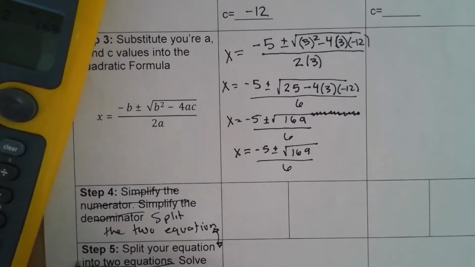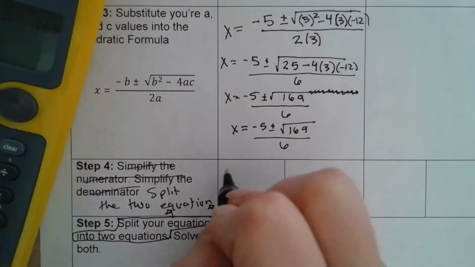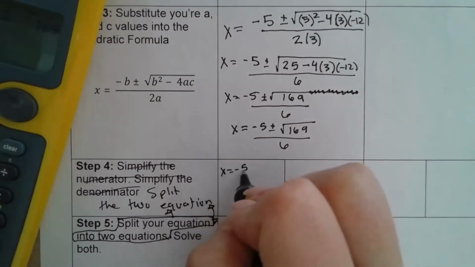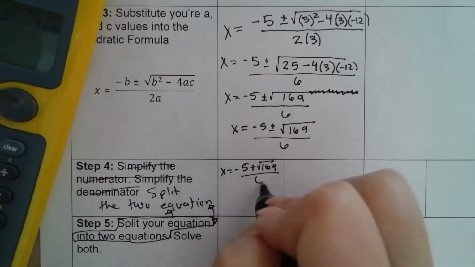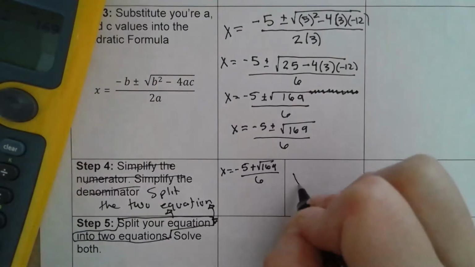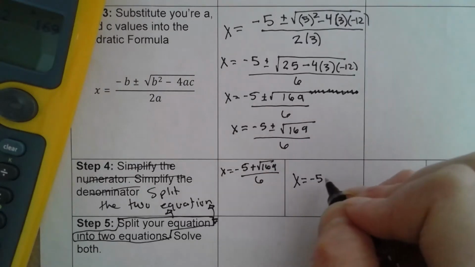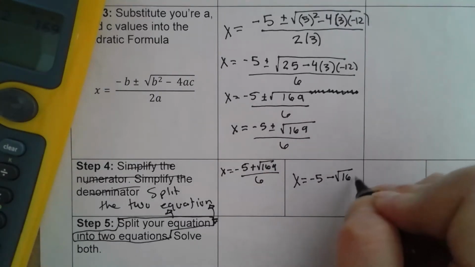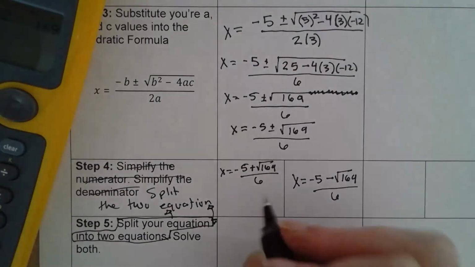So this part right here goes up, and then step 5 is solve for both. So we're going to split this up. We'll have x equals negative 5 plus the square root of 169 over 6, and then x equals negative 5, and we already used the plus, so now we're going to do minus the square root of 169 over 6. Okay, we're going to actually solve these.